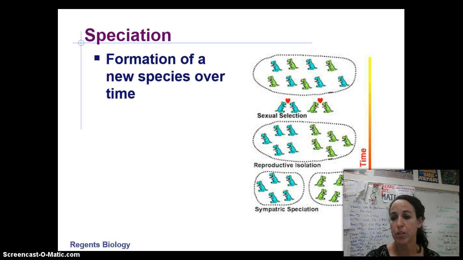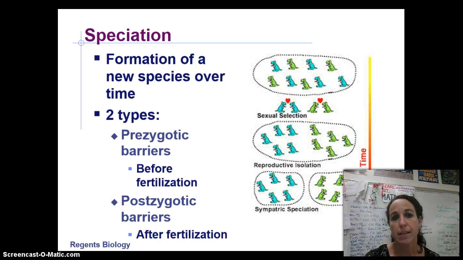The definition of speciation is the formation of a new species over time. Okay, so make sure you have that down. Formation of a new species over time. So it's when you get two separate species that used to be one. Okay, so we've diverged somewhere. So now there's a common ancestor.